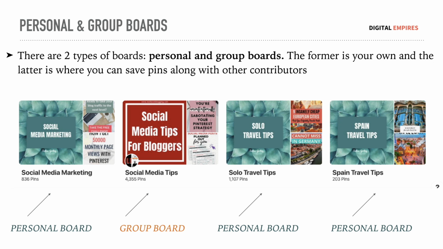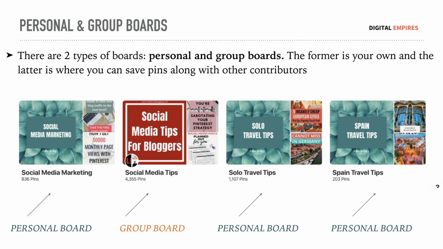Even if you have a business account, you can have personal boards, and essentially personal boards are limited to one contributor. So the differentiating factor between group boards and personal boards is that on personal boards, only one person, that is the account owner, can actually save content as well as pin content to that particular board. However, when it comes to group boards, you can have more than one contributor.